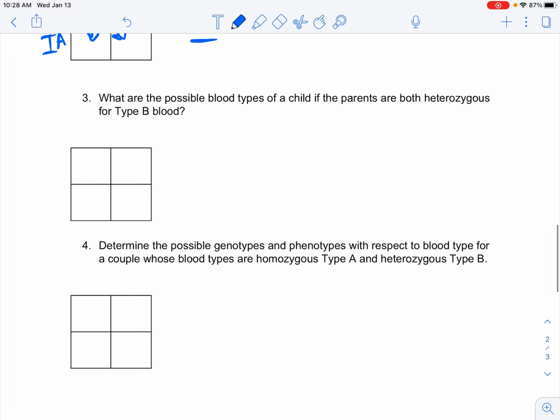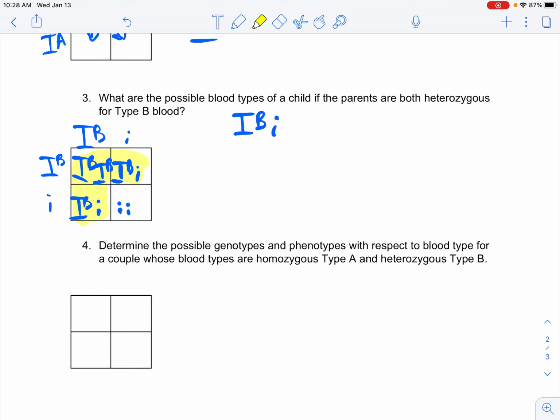Number three, what are the possible blood types of a child if the parents are both heterozygous for type B? Heterozygous for type B would be this one. Okay, so it looks like in this cross, there is a 75% chance that the child would be type B, and there's a 25% chance that the child would be type O.